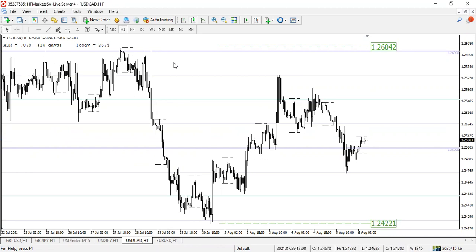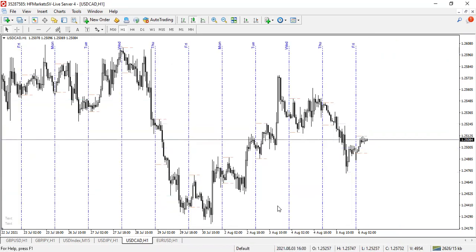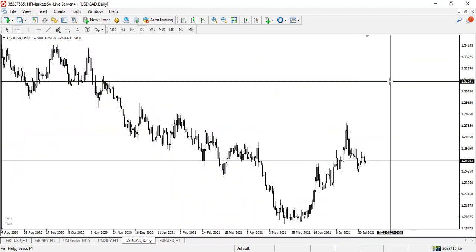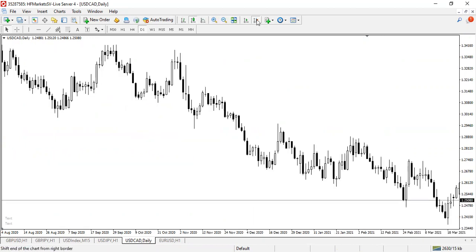Okay, this is USD CAD, as I said. Let me go to the daily time frame. Now, let me use a completely naked chart. Daily time frame. Now we want to see what happened in the previous day, how we can use it.